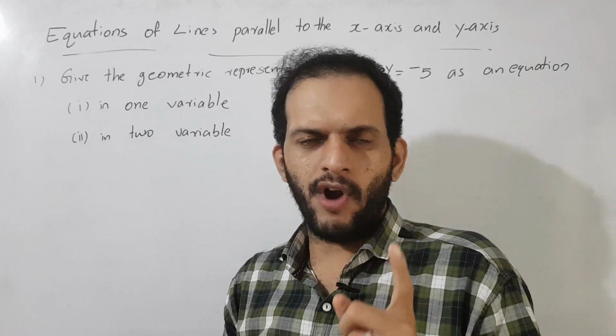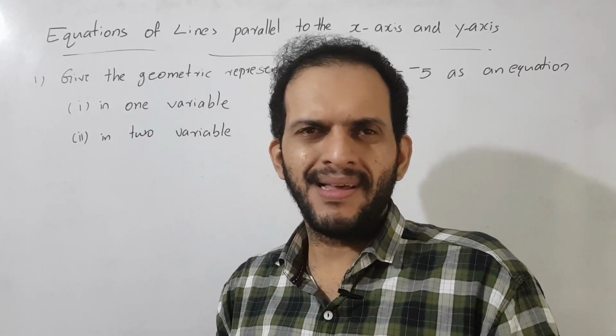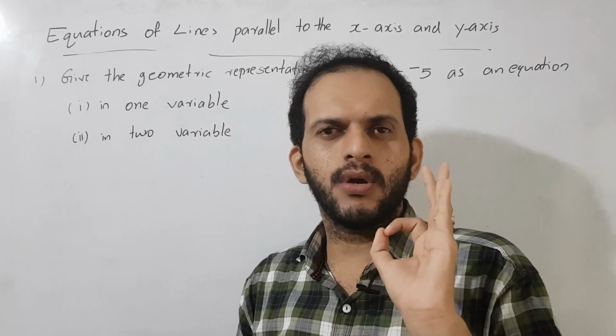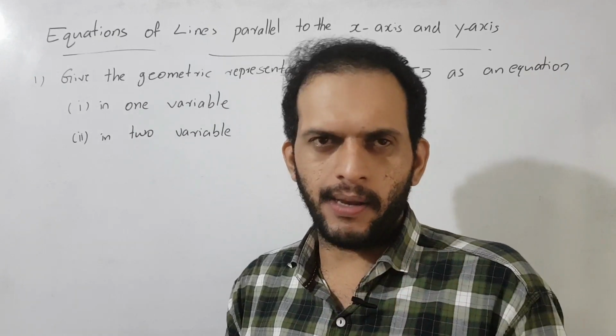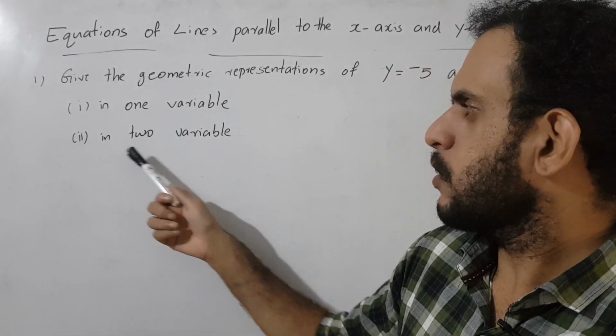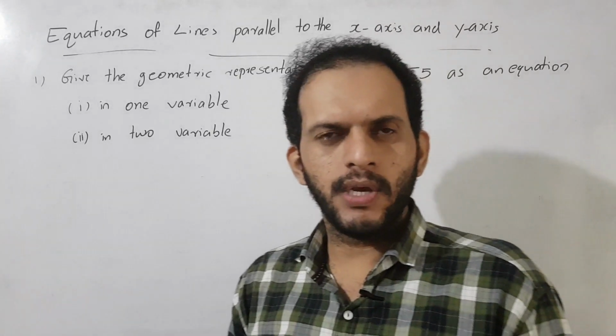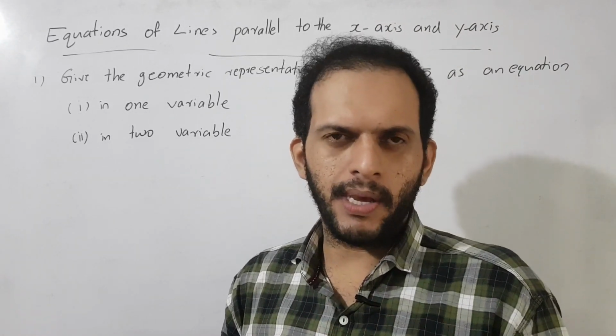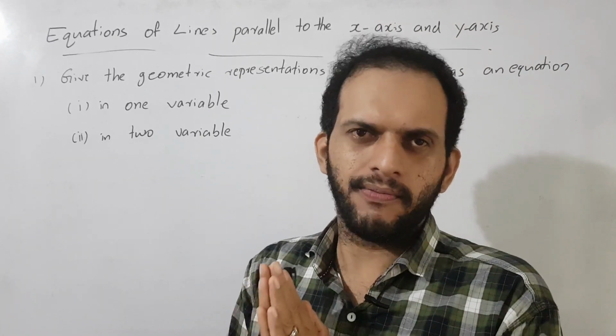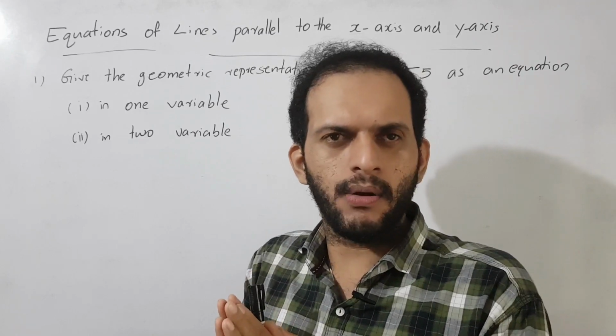Okay, in one variable, what does one variable mean? Just represent y is equal to minus 5 on a number line. Or the second, in two variable. In two variable means we need to represent in a Cartesian plane. We need to represent on a graph. Okay, Cartesian plane or a graph.